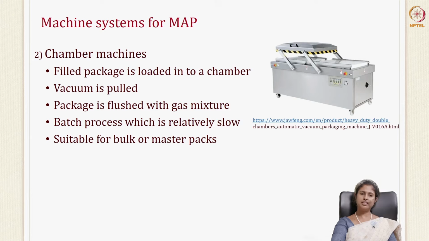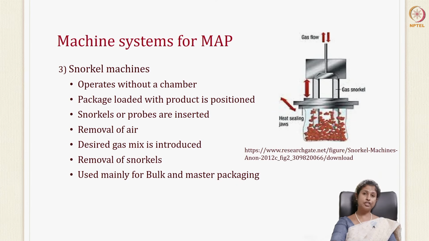These chamber machines are usually a batch process, relatively slower, and suitable for bulk or master packets. The third type of machine system for MAP is known as a snorkel machine. Here they do not have a chamber.